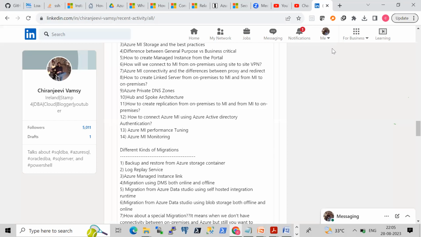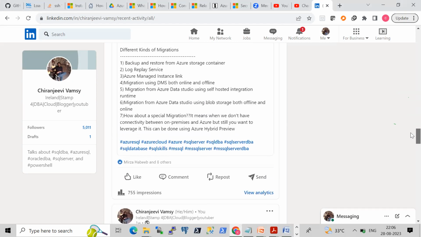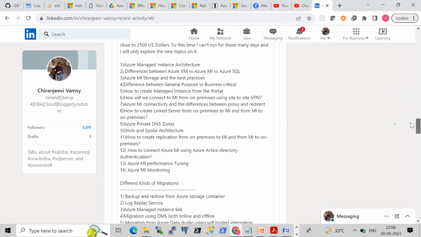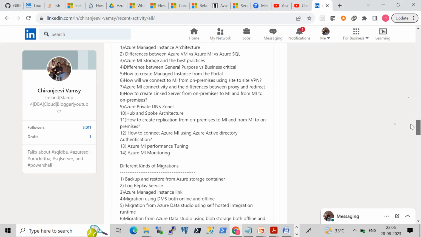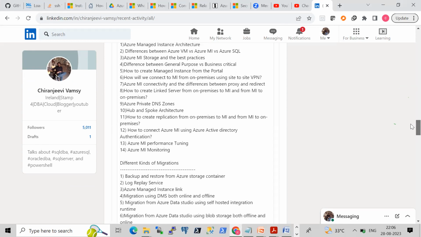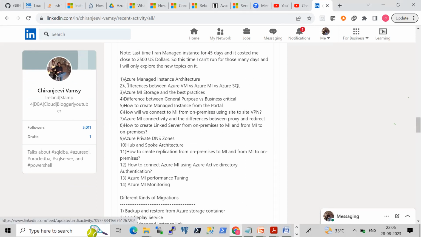Additionally, if for any environment we create a new MI or a new architecture for MI, what are the components we need to touch base on, for example architecture and security? I went through that in my last training. Let me show you. These are the general things that I discussed previously.